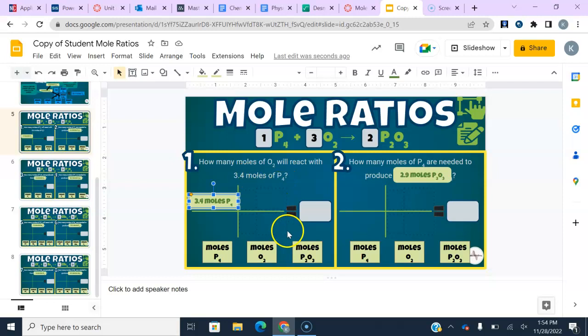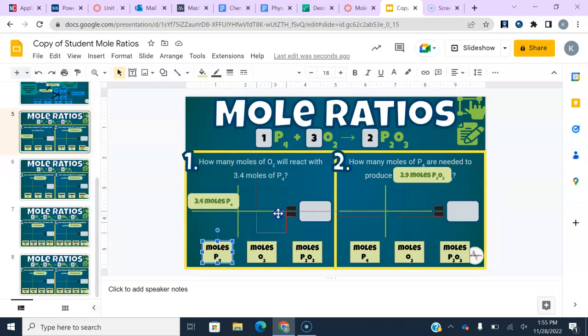Now let's go ahead and set up our conversion factor, which is just going to be our mole ratio. I know I want to end up with moles of O2, and I want to eliminate my moles of P4. So my moles of P4 have to go on the bottom. So I'm going to drag and drop.